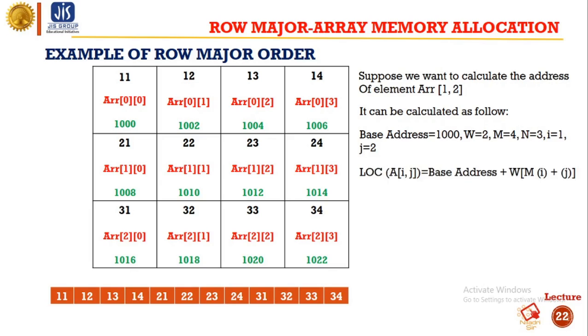So the formula is: location of aij equals base address plus w times (m times i plus j). We put all the values here. So the address of location [1][2] equals 1012. So let's do it using column major.